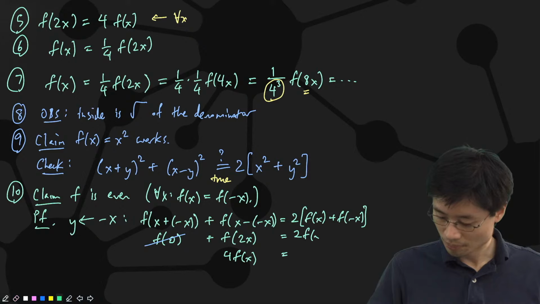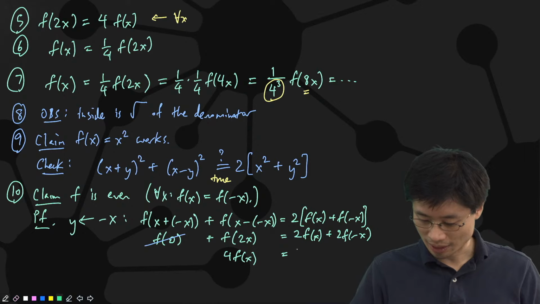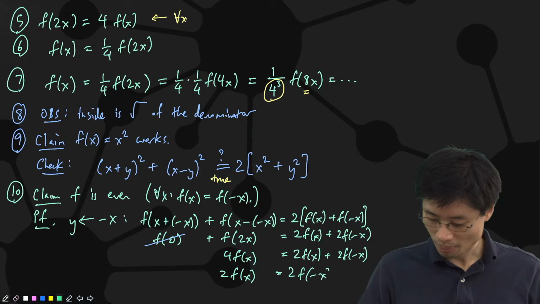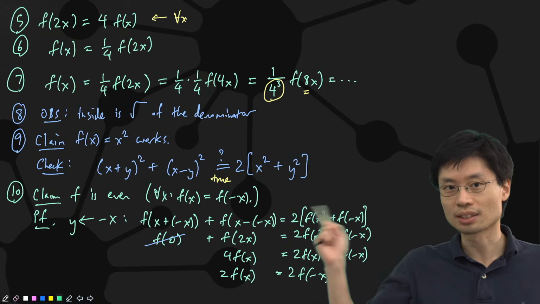So we get some cancel. I see, 2 f of x. Nice. Right, and that's actually what we wanted. If you have that 2 f of x is 2 f of minus x, well, then certainly the claim is true. So I agree with that. So that's good.